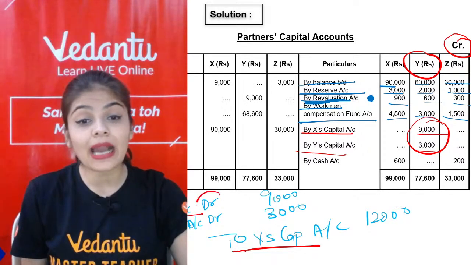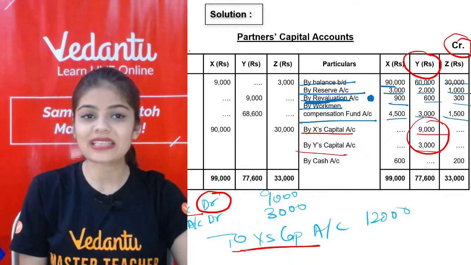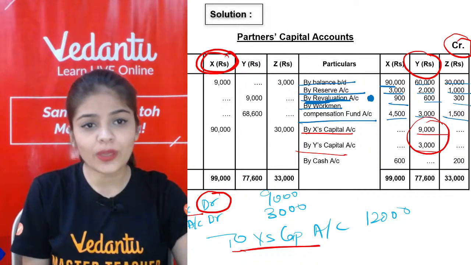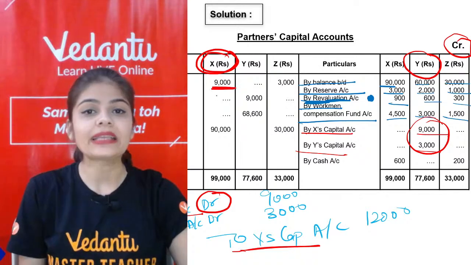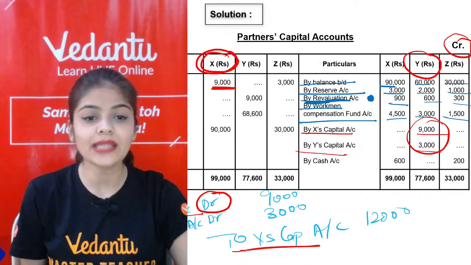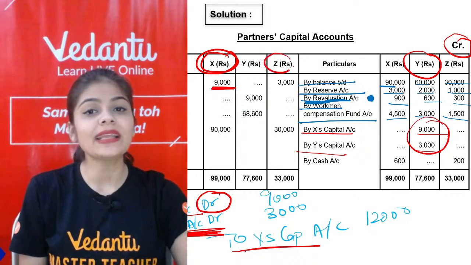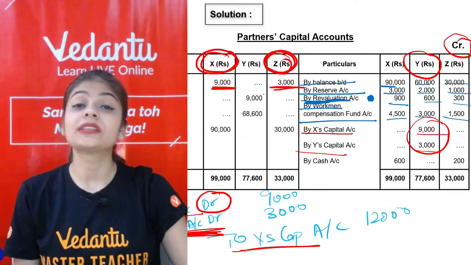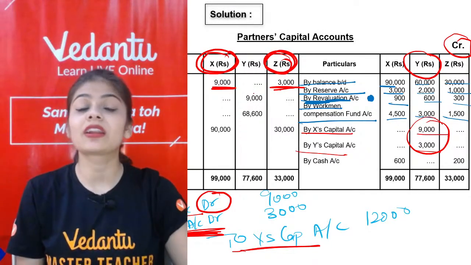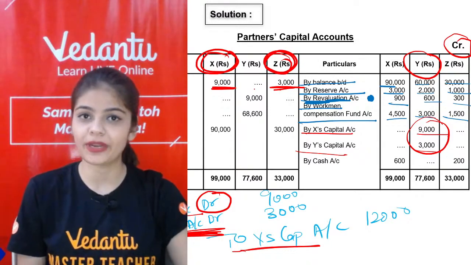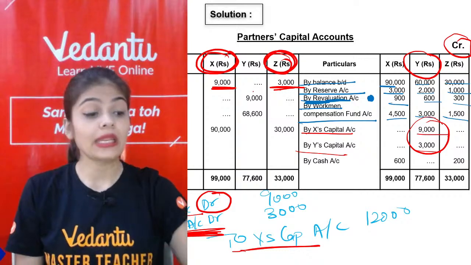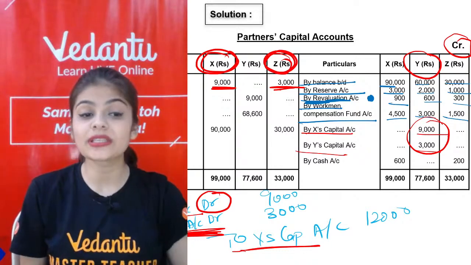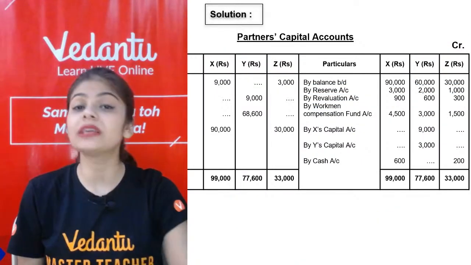Now X's capital account is debited. So on the debit side, we will record in the X capital account to Y 9,000. And Z is also debited. So in Z capital account, we will record on the debit side 3,000. So this is how we will record the journal entry for goodwill and how it will be posted to the capital account. Now after recording this entry, we will find out the closing balances.